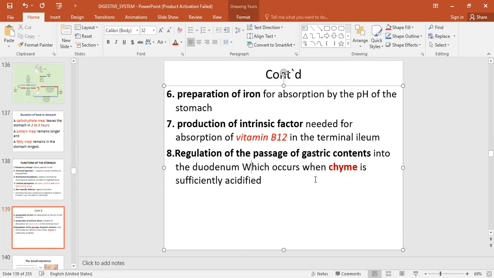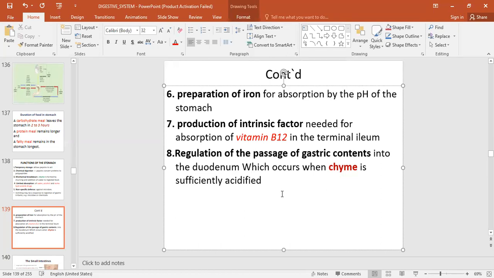Then regulation of passage of gastric content. So the stomach acting as a temporal storage site, it stores food for some time so that effective digestion takes place before contents go to the small intestines. So that is all about the stomach.